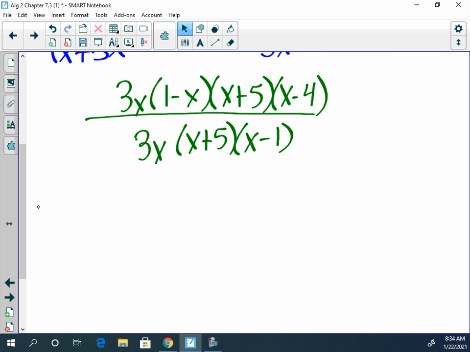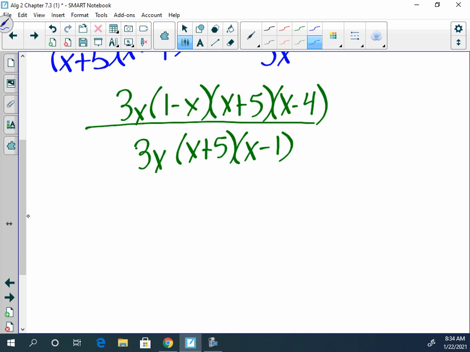Now, if we look at this here, let's see what simplifies. Well, we have a few things, yes? Our 3x and 3x are the same on top and bottom, yes? What else is the same? And x plus 5. Let's switch colors. What's almost the same? These here are almost the same, yes? Except the signs are flipped. That's weird, isn't it? So we'll get to that one here in a minute.